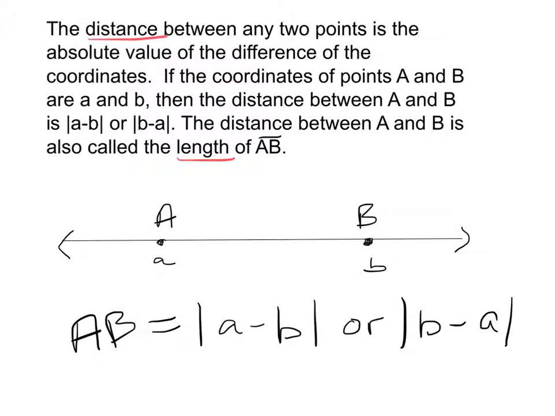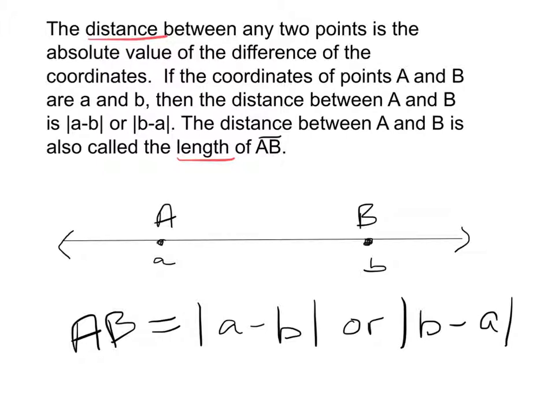All right, your next definition is distance. The distance between any 2 points is the absolute value of the difference of the coordinates. So what that means is that you're taking the units between them, and that's your distance. So let's just get through this, and you'll see an example that will probably clear it up a little more.